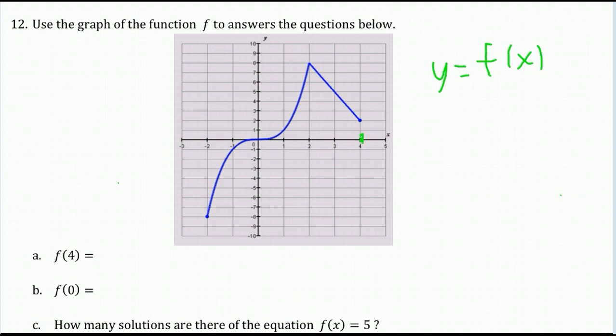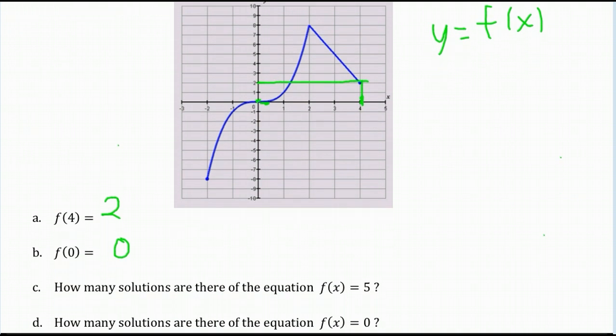We're graphing that equation. All right, for this first one, we want to ask if we're plugging x equals 4, what's y? So we go to 4 on the x-axis, go up to our point on our graph, go over, and we get 2. If we plug in 0, well, the graph's actually right there at 0. It's at height 0, so f of 0 is 0.